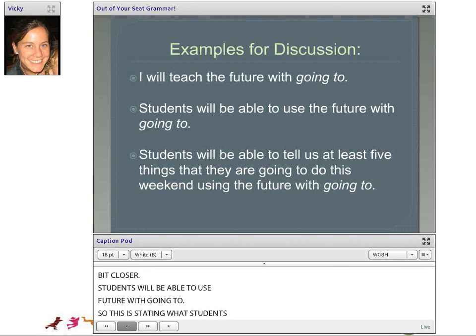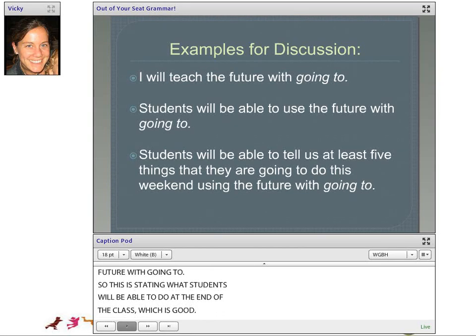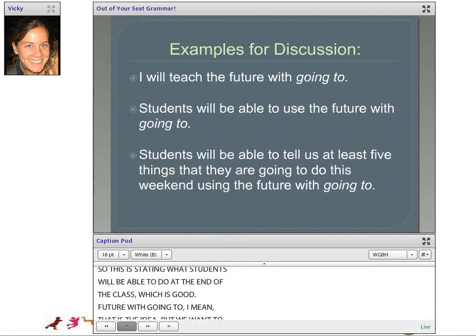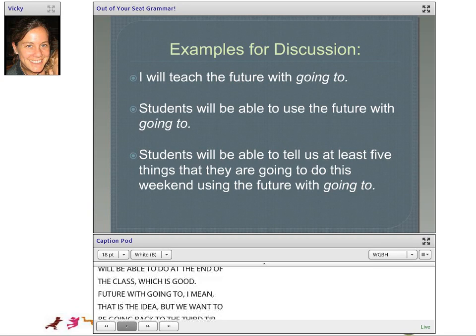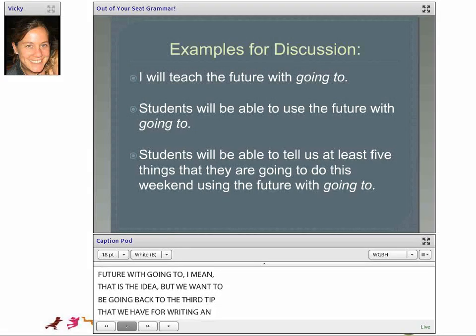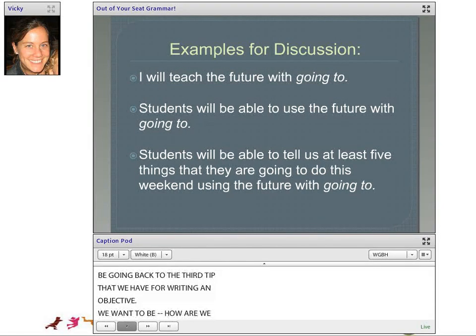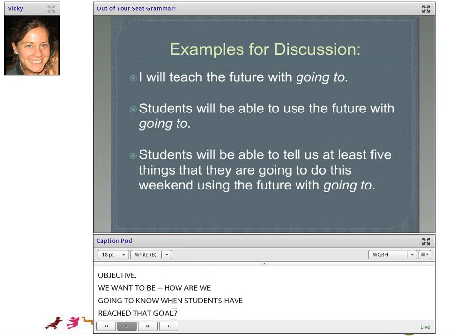Future with going to, that is the idea. But going back to the third tip that we have for writing an objective, we want to be able to know when students have reached that goal. We need to be reasonable and know what that means. How do we know when we have reached our goal?